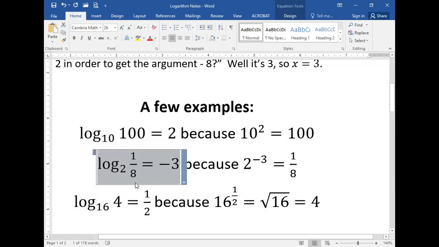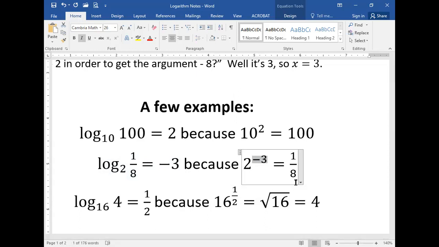Log base 2 of 1/8. Okay, now we're going to get into some exponent rules that we haven't really reviewed a lot, so hopefully you still remember these things. What exponent do I need on a 2 to give me 1/8? How does that 8 get shoved down into the denominator? A negative. That's why the answer is negative. So 2 raised to the -3 power is 1/8. So log base 2 of 1/8 is -3. Any questions about that one?